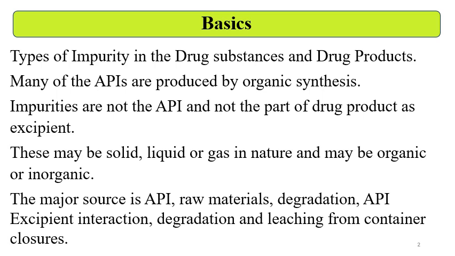Impurities may be solid, liquid, or gas in nature, and these may be organic or inorganic. The major sources of impurities are raw materials. The raw material may be an excipient, or the raw material may be the API. The impurities may get generated in the API and formulation because of API degradation or API and excipient interaction. Then degradation and leaching from the container and closures is also a source of impurity.